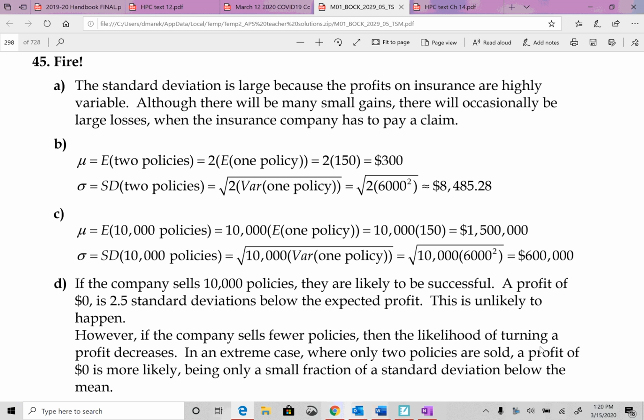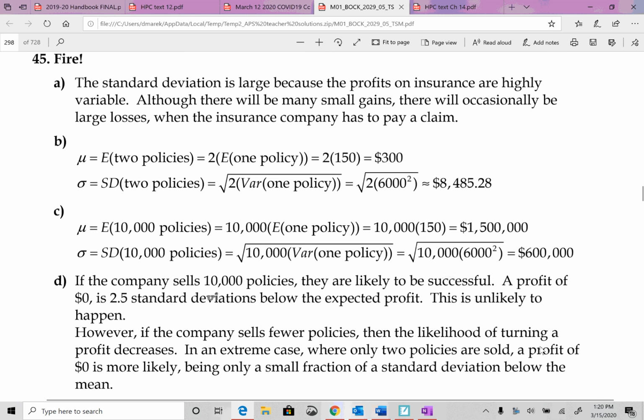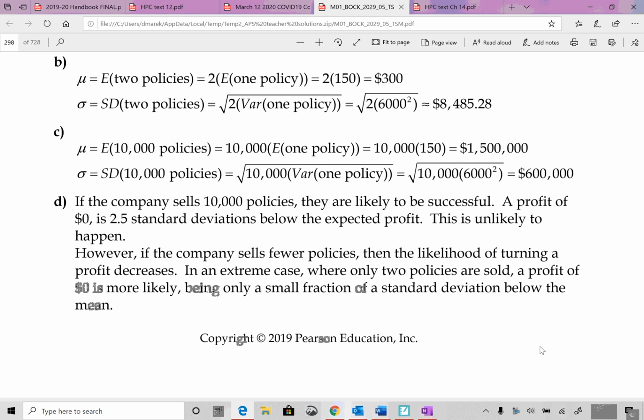600,000. So yeah, the profitability went way up, but the standard deviation also increased significantly. Are they going to make a profit? Yeah, if they sell enough policies. And again, diversity is the key there. Don't sell them all in the same place because natural disaster, yeah, they're not going to do so well.